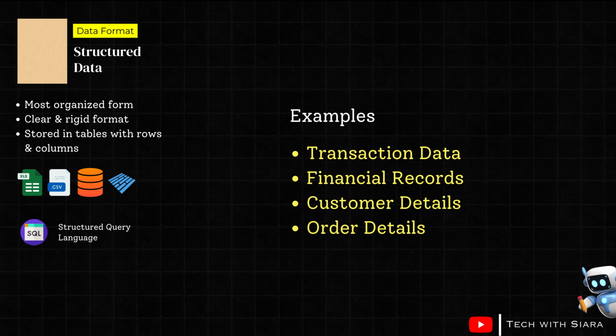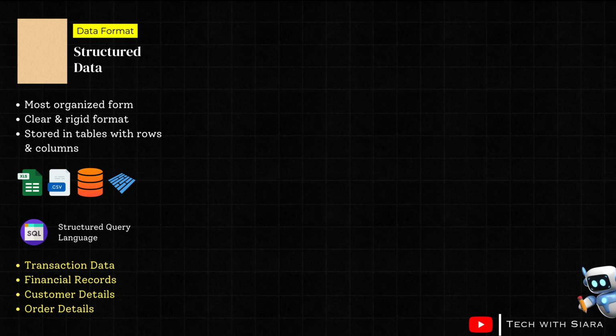Here are some examples of structured data. Transaction data. Think of every time a customer buys something from a store. Each transaction is neatly stored in a table. Financial records. You could track things like income, expenses, and savings in a structured way. Customer details. Any company that collects customer data like names, addresses, emails will store it in a structured format. Order details. When customers place orders, the data like product name, quantity, and price will be organized in a table.